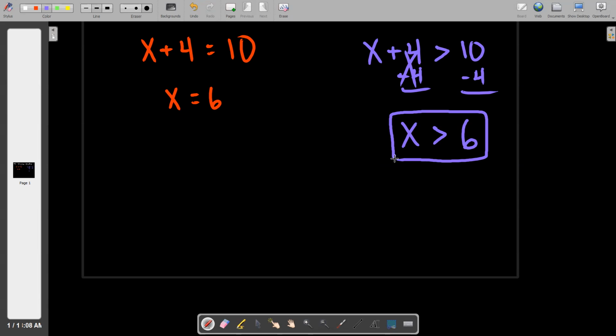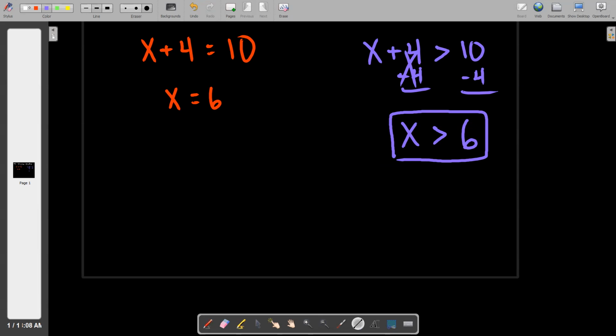So give me one possible solution to this problem. 7. Could I use 6.2? 6.2, 127,000? How about 4 million? So this is an algebraic solution set. This is how we say, using symbols, what all of the answers to this problem are. X can be anyone bigger than 6.